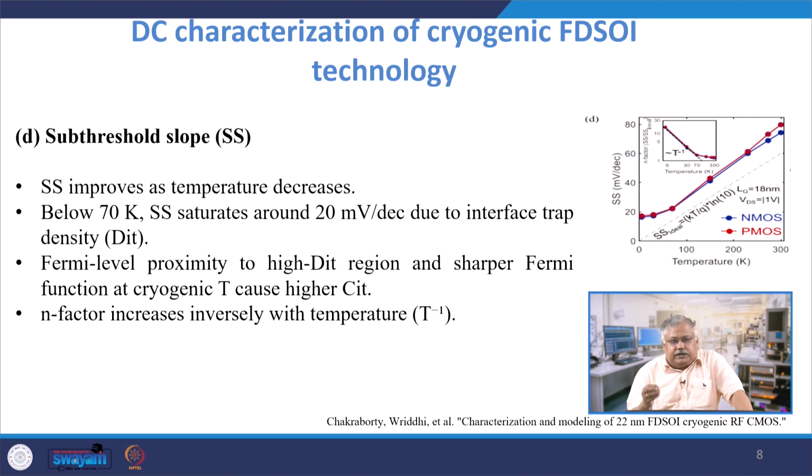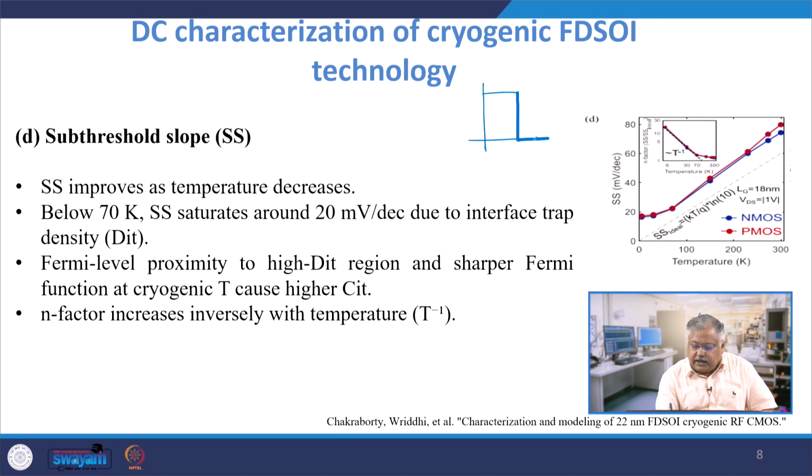Similarly, a proximity of the Fermi level to a high trap density region and a sharp Fermi level function at cryogenic temperature cause higher CIT. CIT is interface trap charge density, which is basically your fixed charge density. Now, rather than going into details of it, I will just give you a brief idea. If you look at 4.2 Kelvin, the Fermi function is almost like a delta function. As you move your temperature to 300 Kelvin, it becomes something like this, right.